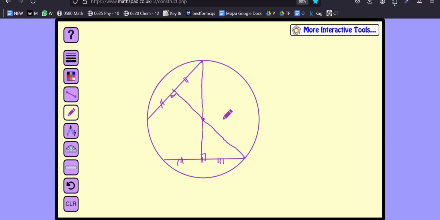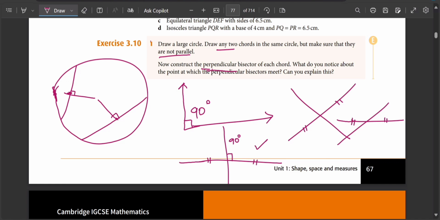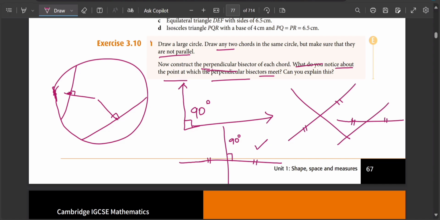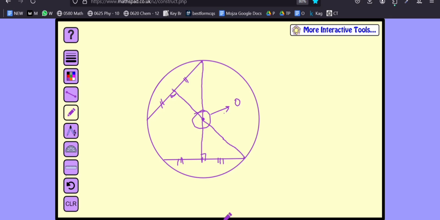Okay, so now you can see what they are trying to ask: what do you notice about the point at which the perpendicular bisectors meet? Where are they meeting? They are meeting at this point, which is technically the center, the origin, the main center point of the circle. So can you explain this? Yes, we can explain this.